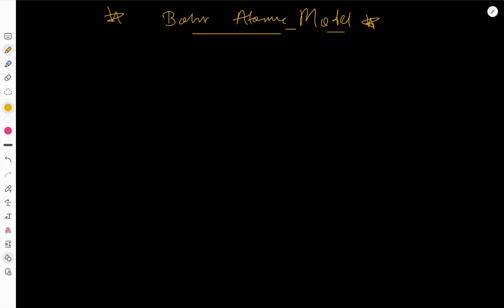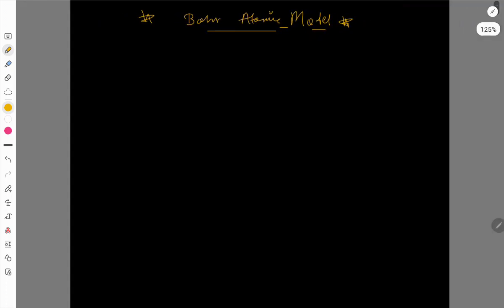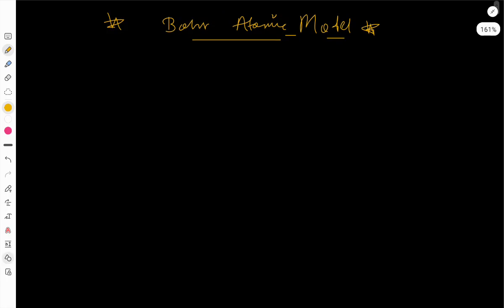And at second number comes Niels Bohr's atomic model, and that is a very beautiful model that even an 11th grade student can understand. So yes, let us start now. And first of all, Niels Bohr gave some postulates, that is some assumptions, and there are no actual answers to these postulates. So we'll take it as given.